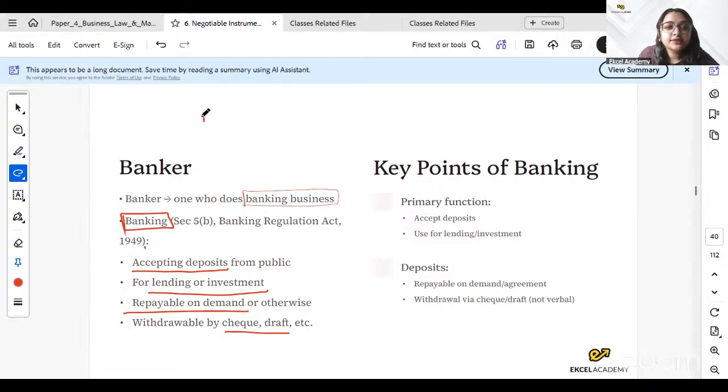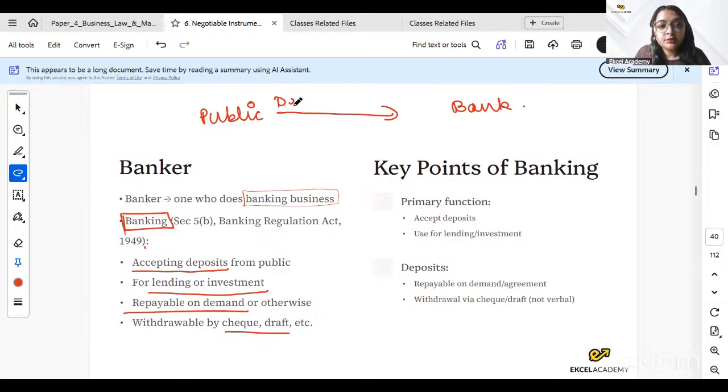Let's say for example you have the public in general and then you have the bank. Have you heard about the concept of deposits? Yes. What happens in deposits? Let's say you as a person have saved up certain money and you do not want to be spending it. So you deposit the money with your bank, and your bank in turn pays a certain rate of interest to you, because you are keeping your money with the bank.